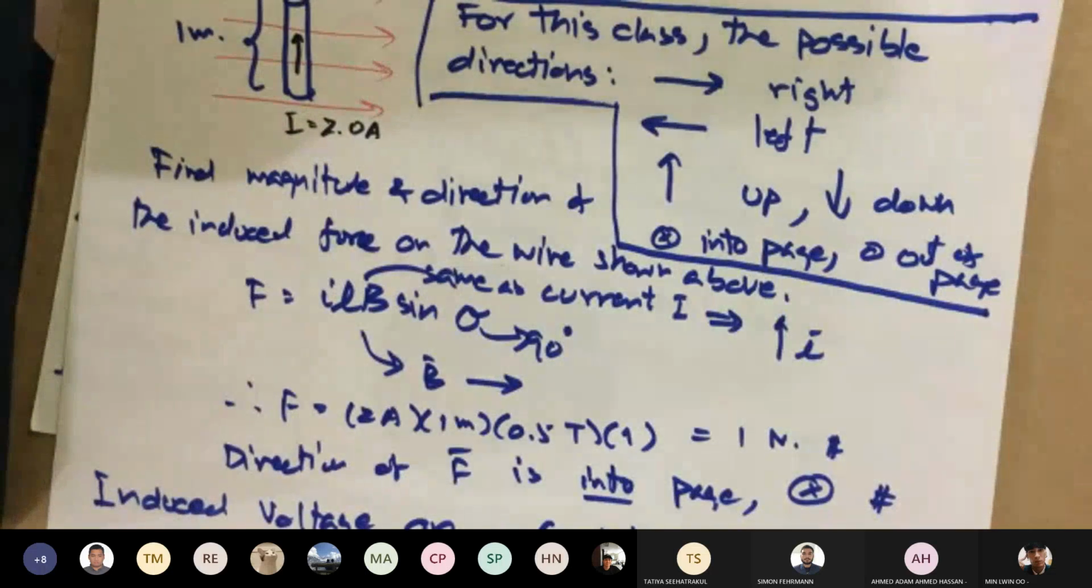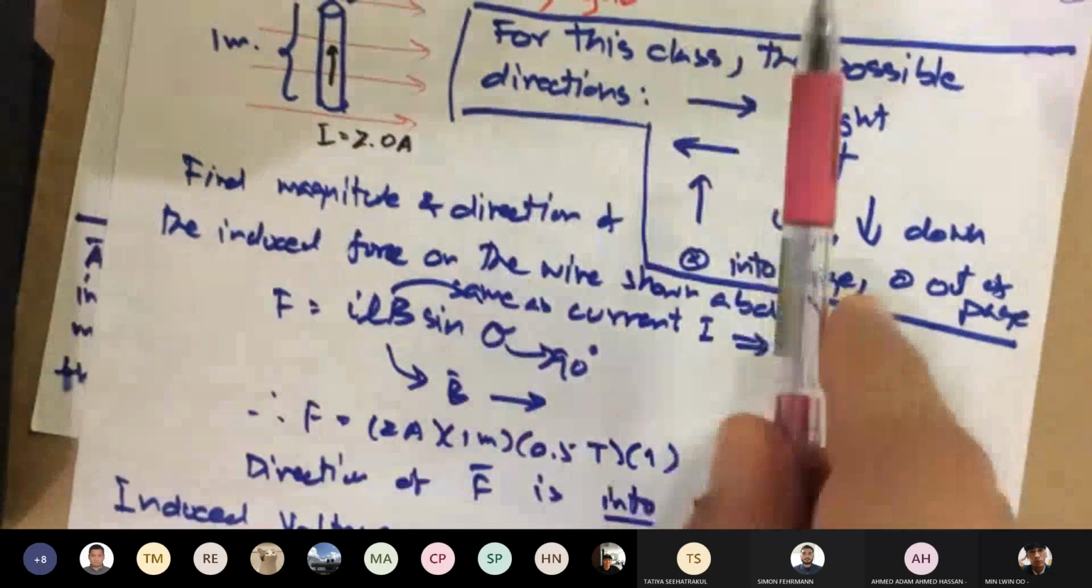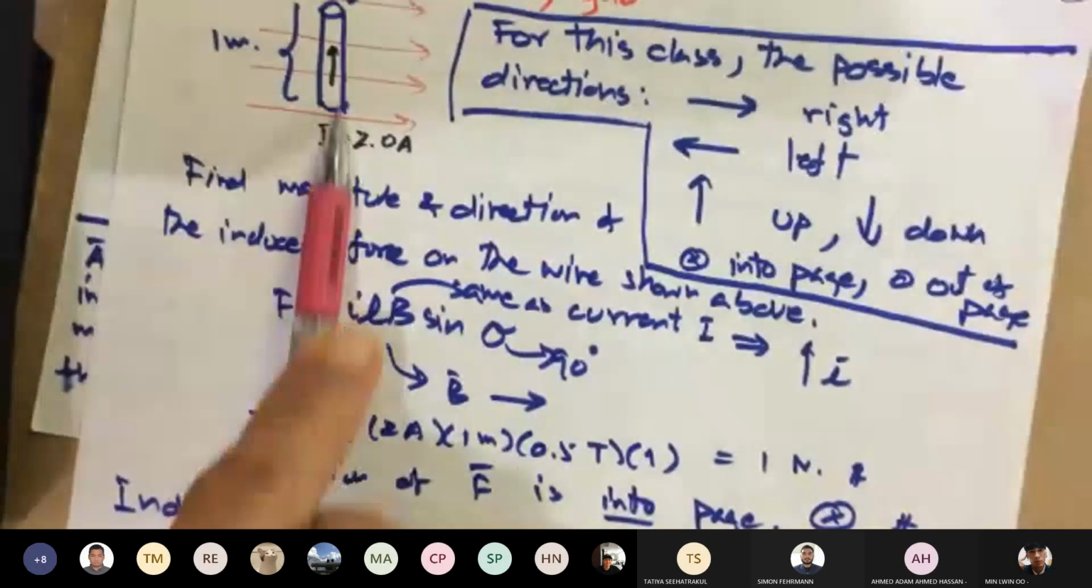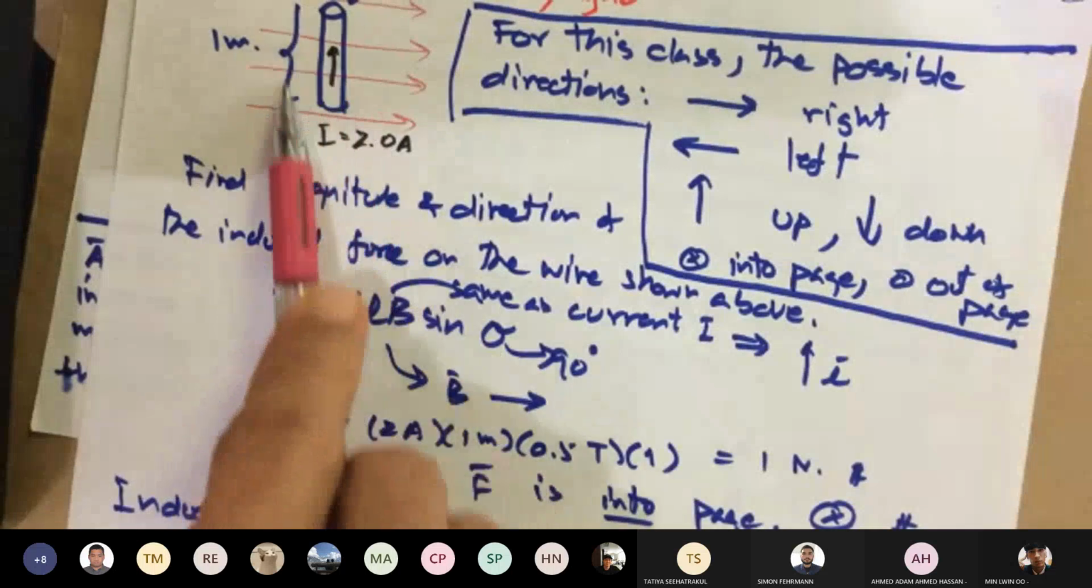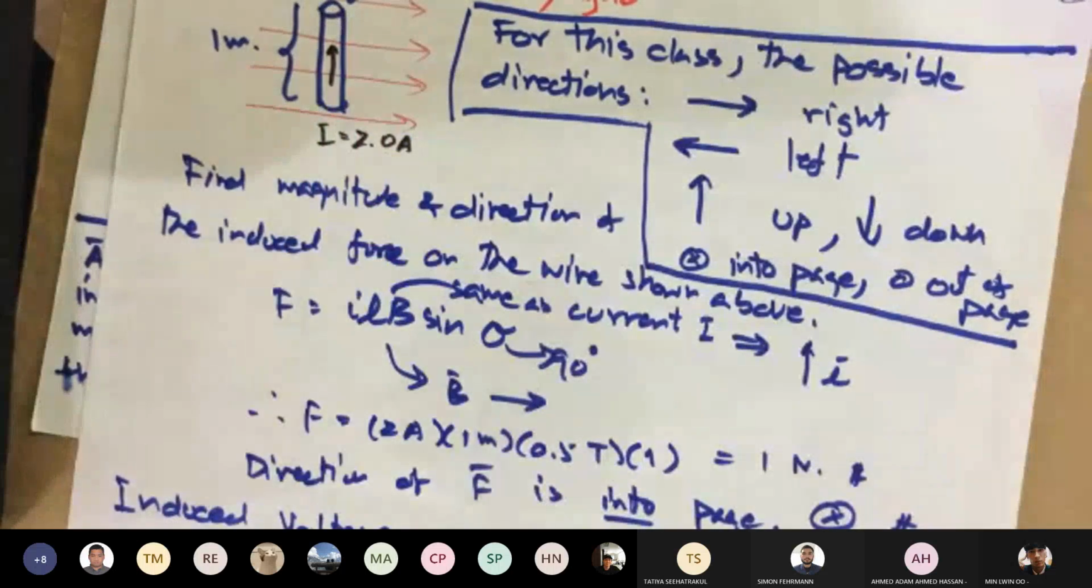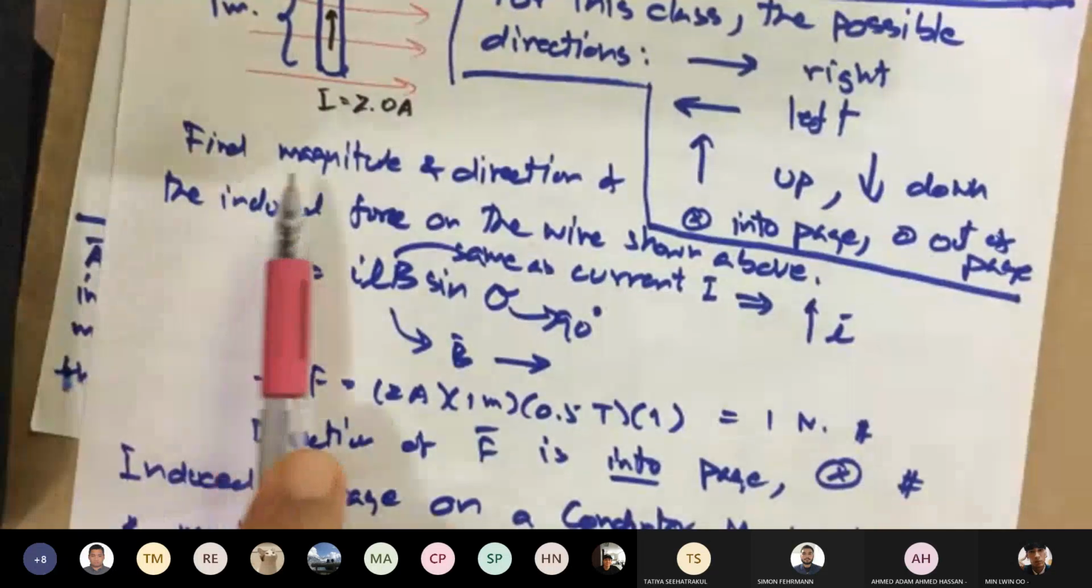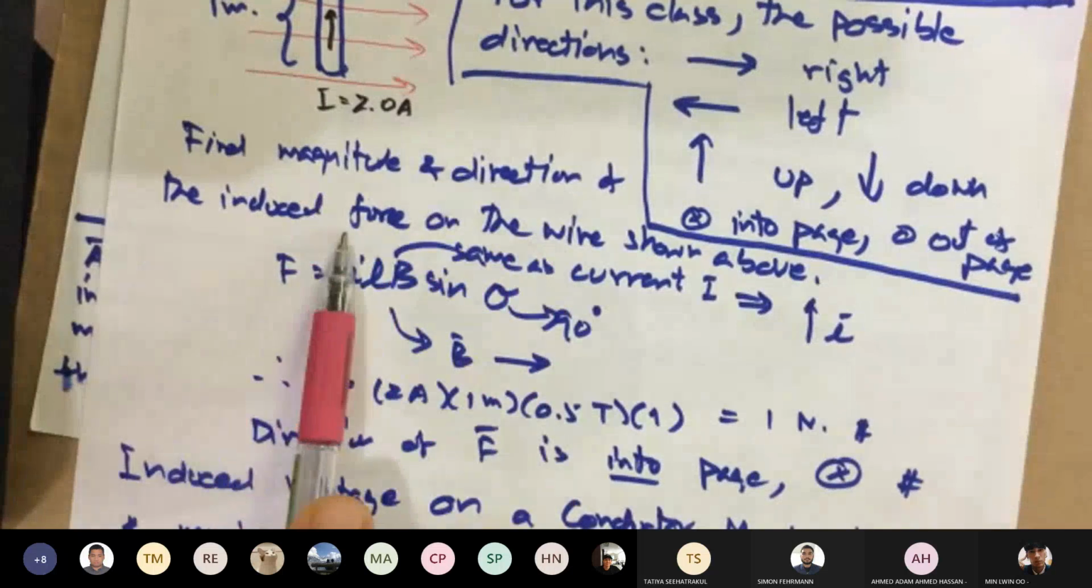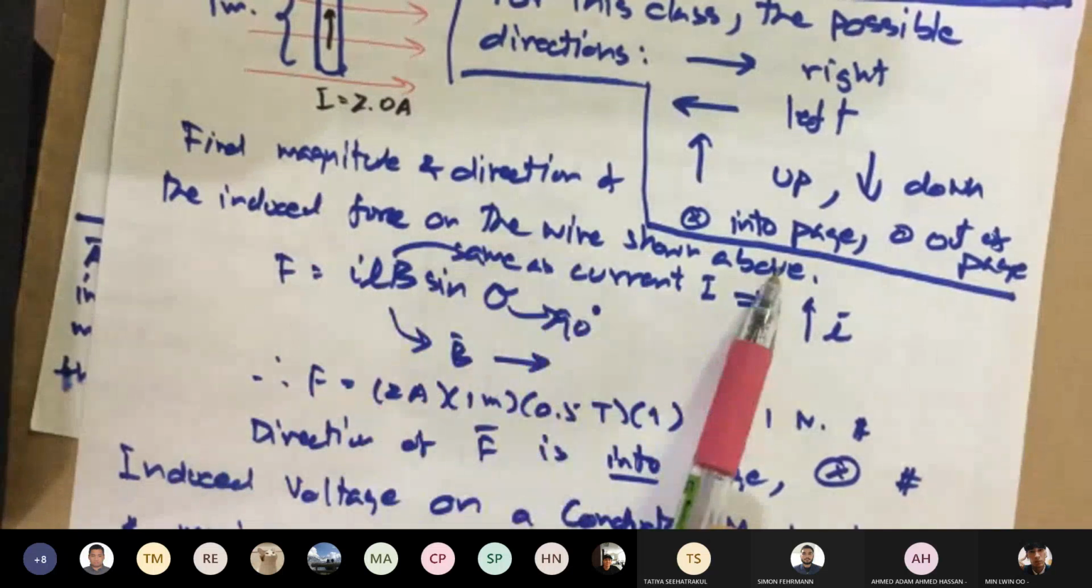Back to our example. We have a magnetic field going to the right, and the current going upward in the wire, with a length of 1 meter in that magnetic field. The question is to find the magnitude and direction of the induced force on the wire shown above.